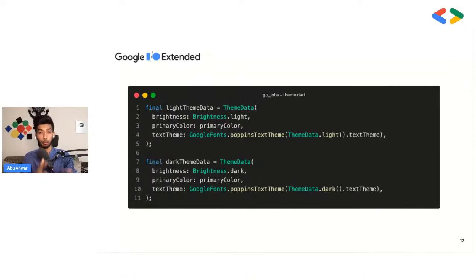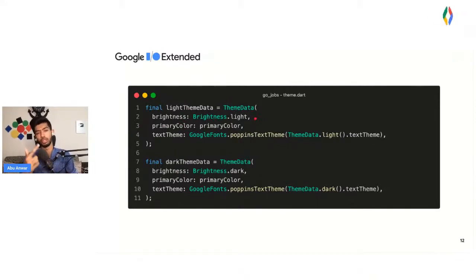Now come to our theme.dart. So obviously it supports light and dark themes, so we need to have two themes, one for the light theme, another one for the dark theme. This is our light theme data. This one is the dark theme data. In Flutter, you can just create a light theme and dark theme.